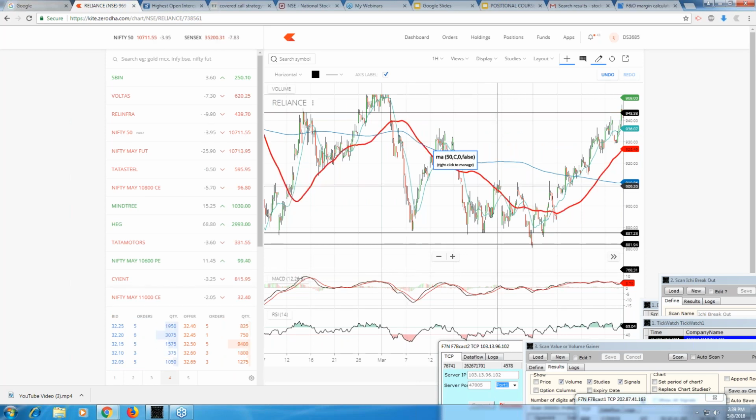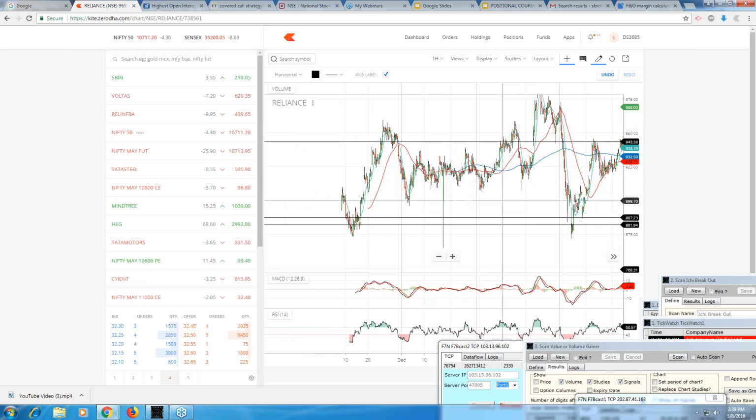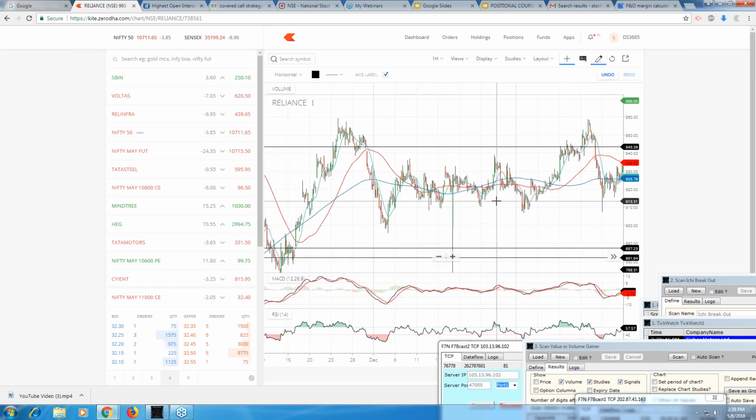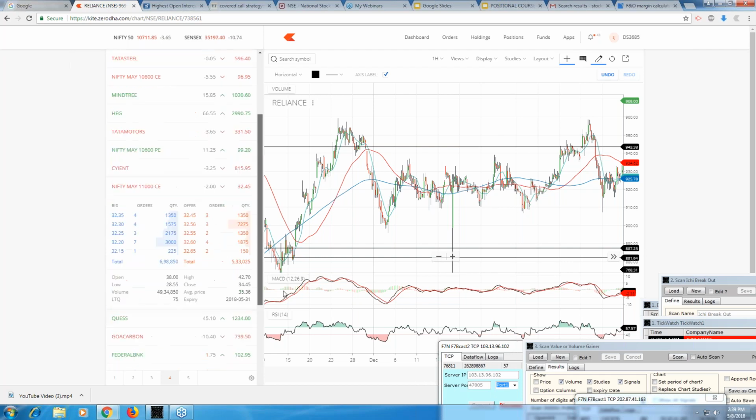Okay, and please remember one thing, that support and resistances matter a lot when you're doing equity trading, or even if you're doing a positional trade in stocks with futures, or anything for that matter. It definitely matters quite a lot.